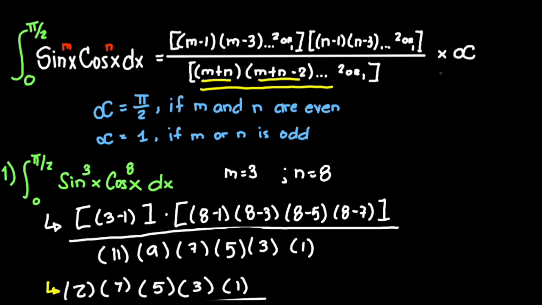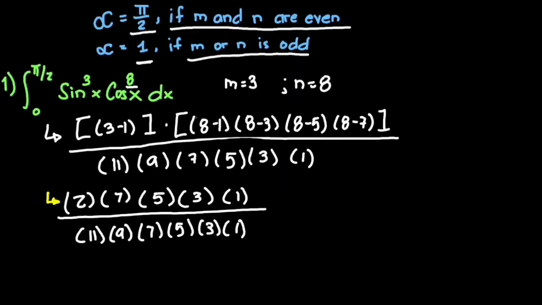And according to this formula, you will multiply this by this symbol. If m and n are even, you will use pi over 2. If either m or n is odd, multiply this by 1. Since 3 is odd, use 1. I know that 8 is even, but according to this condition, if there is an odd here, it would be multiplied by 1. And so it would be multiplied by 1 only.